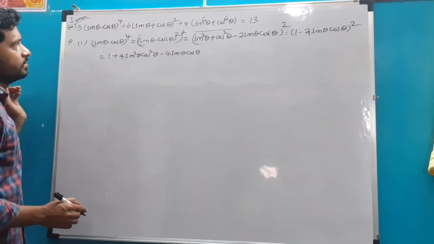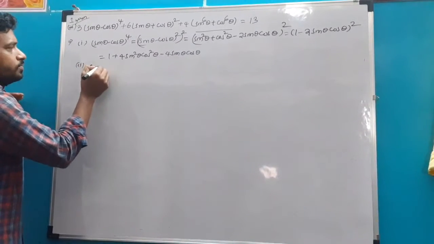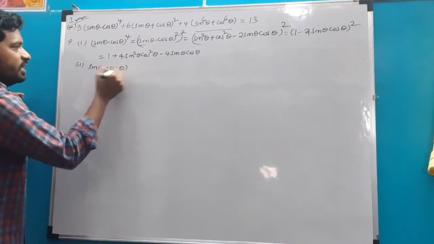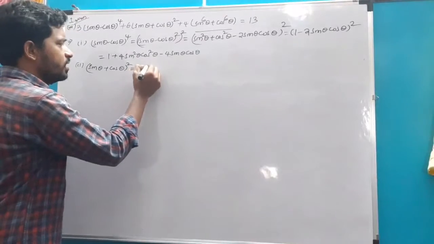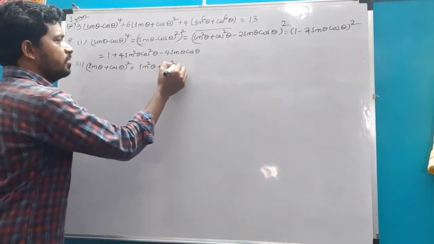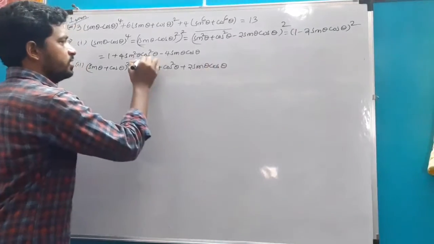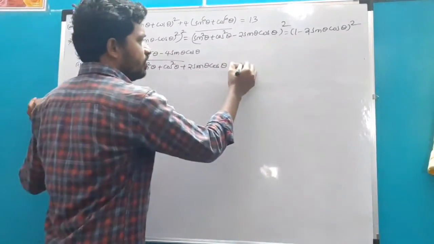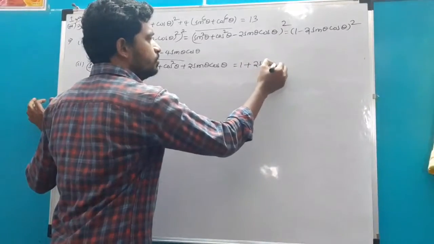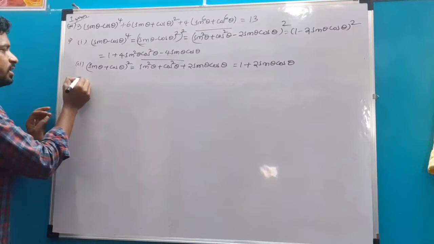Yes, next, write down the second term. What is the second term? (sin theta plus cos theta) whole square. Then it will become sin square theta plus cos square theta plus 2 sin theta cos theta. So what is the value of sin square theta plus cos square theta? 1. The value will become 1 plus 2 sin theta cos theta. Yes, next, write down the third term.